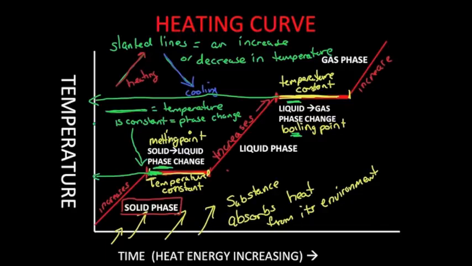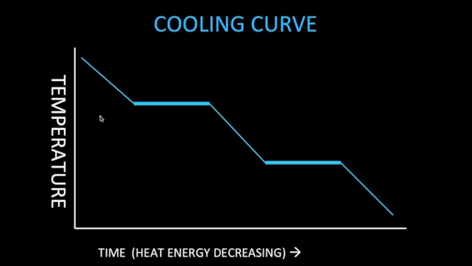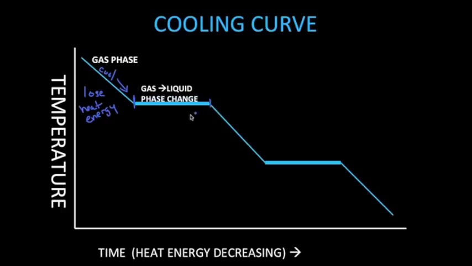Let's look at a cooling curve. Here, you'll see our setup. Here in our cooling curve, the substance will start out in the gaseous state and lose heat energy and cool. So once this substance loses enough heat energy or cools enough, it will hit the point of condensation when that gas turns to a liquid. And you'll see the temperature remains constant. So the flat line tells us the temperature is constant, so we know it's going through a phase change.